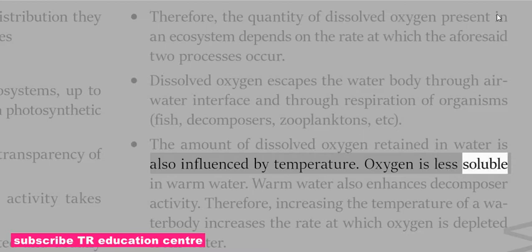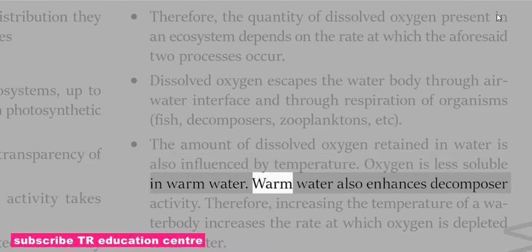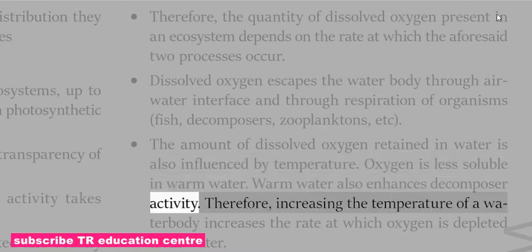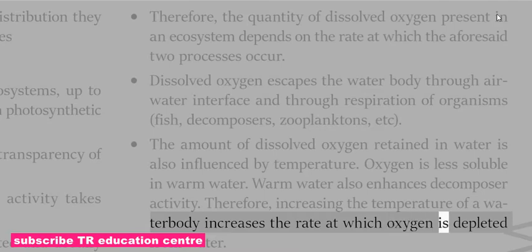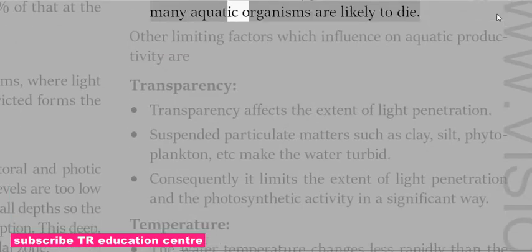Oxygen is less soluble in warm water. Warm water also enhances decomposer activity. Therefore, increasing the temperature of a water body increases the rate at which oxygen is depleted from water. At times when the dissolved oxygen level falls below 3 to 5 ppm, many aquatic organisms are likely to die.